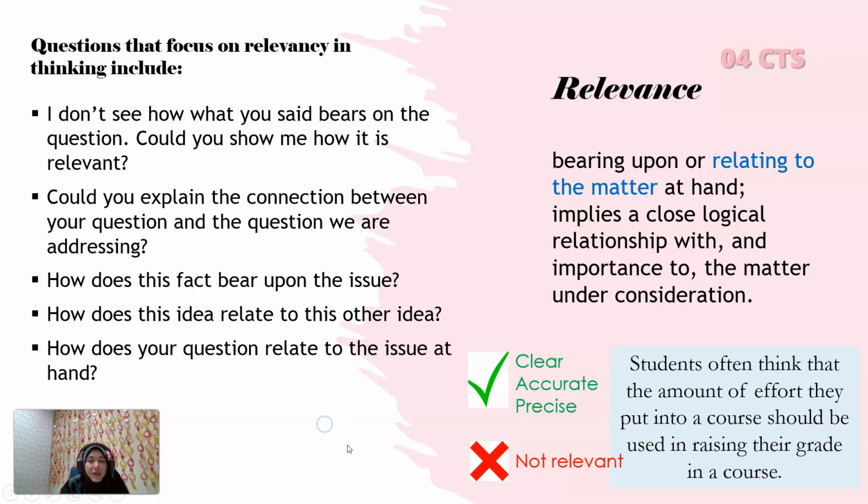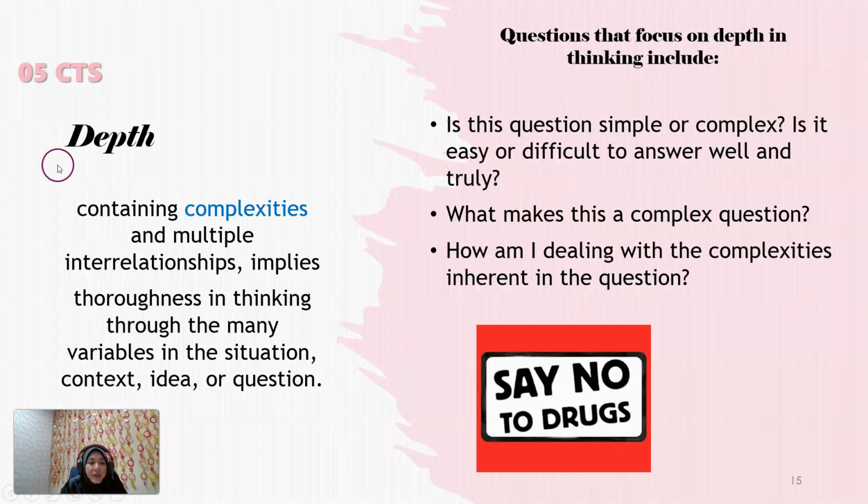Next we look at number 5, depth. Depth is related to complexity. In depth you want to know more detail. Multiple interrelationships imply thoroughness. In thinking through the many variables in a situation, you want to know that situation or issue from different angles, from all angles.